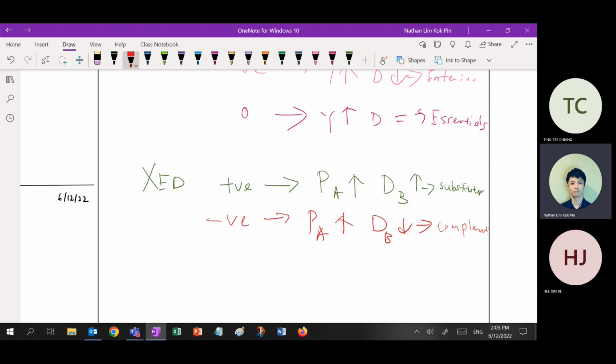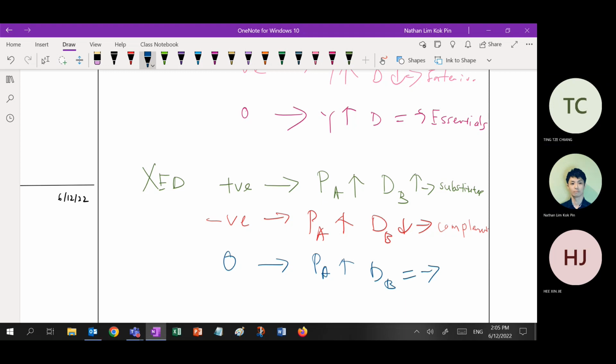The last one is zero. Zero means they don't affect each other. When the price of A increases, the demand for B remains the same. No effect means what? Unrelated goods.